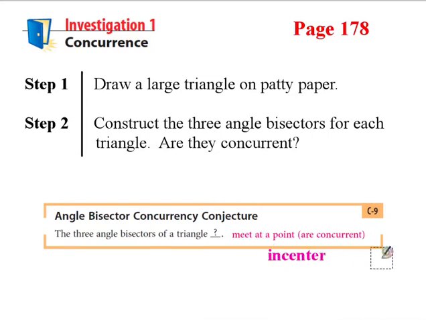So we have a special name for that one. The angle bisectors, they will meet at a point that we call the in-center. Okay, we call that the in-center. So the 3 angle bisectors of a triangle meet at the point called the in-center. So I would label that in-center on your sheet of patty paper. It's the word in with center, in-center. So exactly as it sounds.